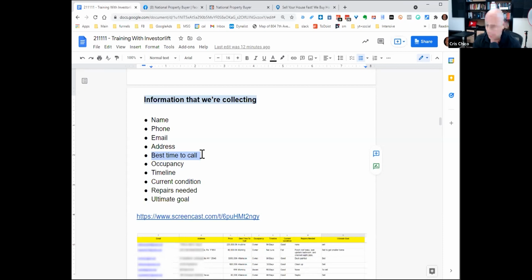So we ask what's the best time to call, to also get an idea of when is the best time to call, because we suffer on Facebook. Sometimes it's difficult to get a hold of people for the reasons that I just mentioned. We ask for the occupancy, the timeline, the current condition of the property, the repairs needed, and the ultimate goal.